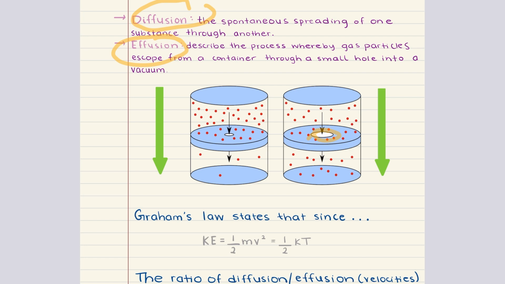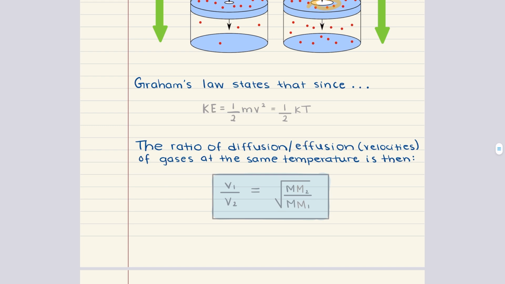Since both diffusion and effusion involve the movement of gas molecules, their rates depend on molecular speed, which we know is influenced by temperature and molar mass. This brings us to an important law called Graham's Law of Effusion. This law helps us compare the rates of diffusion and effusion for different gases.